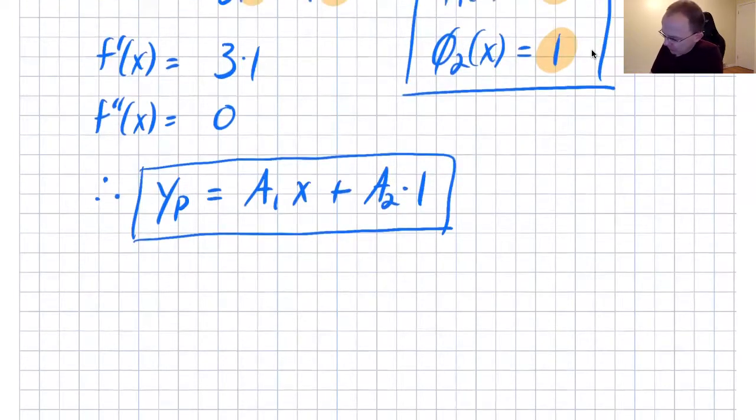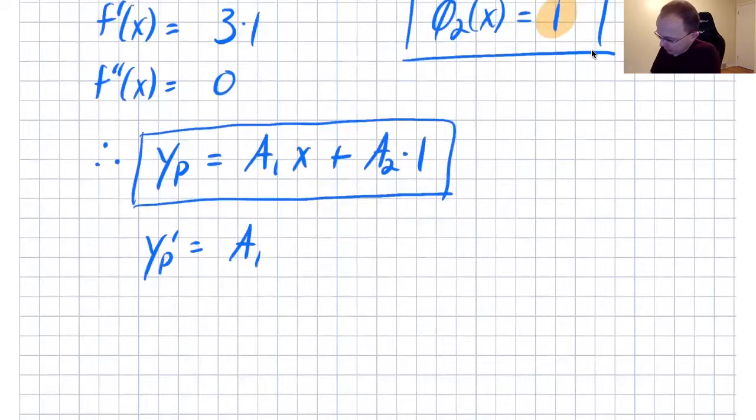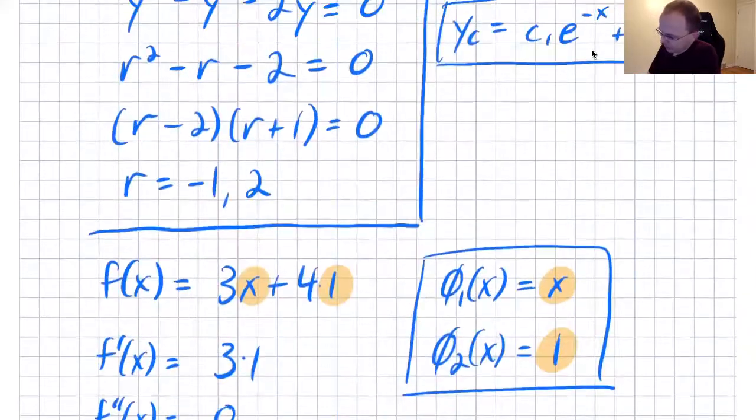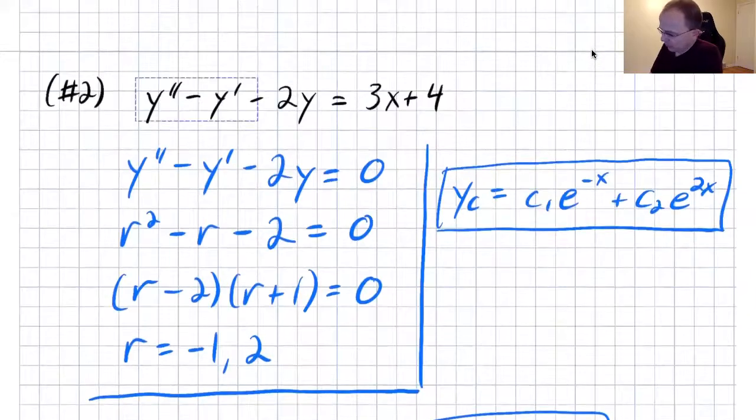Okay, so let's substitute this in. So first we need to take some derivatives. So yp prime is a1 and yp double prime is 0. Okay, and now we want to substitute it into this differential equation here.